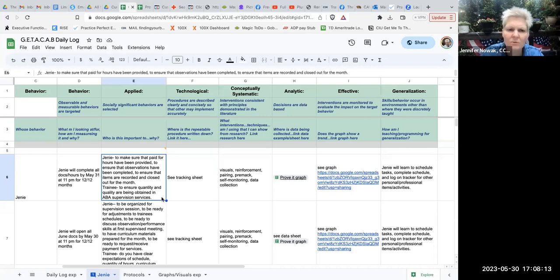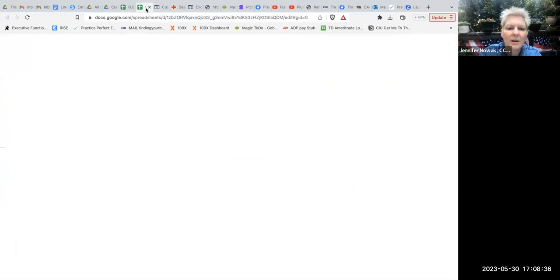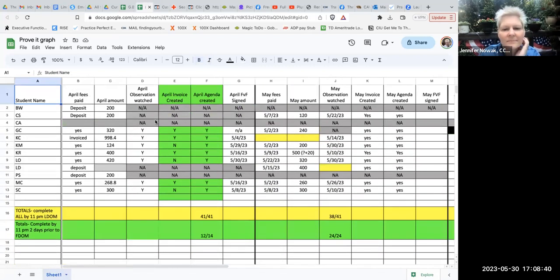So technological, right? This means that the procedures are described clearly and concisely so that somebody else could implement them accurately. And I'm going to tell you, a lot of this is up in my head. And I talk to my trainees all the time and say, you got to get it out of your head and get it on a piece of paper. So my question is, where are the repeatable procedures written down? Let me see if I can pop over here. Look at this. I have this nice little chart where I am writing all of this down.